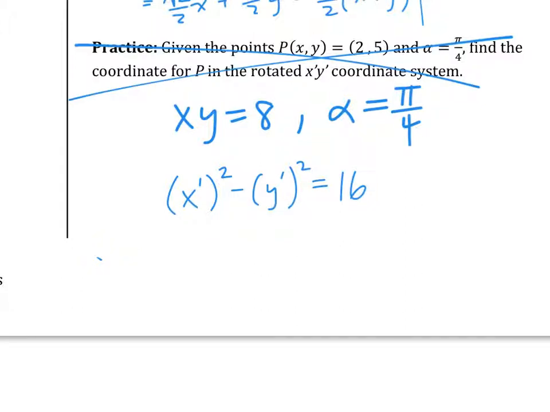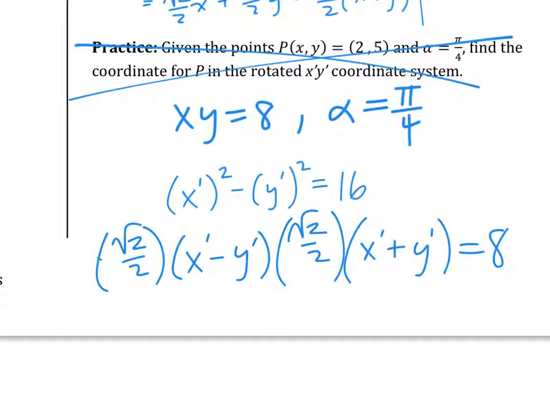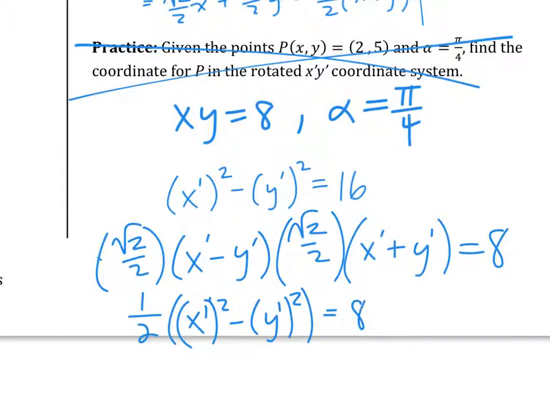Okay, so xy is going to be square root 2 over 2 times x prime minus y prime, times square root 2 over 2 times x prime plus y prime, is equal to 8. So square root 2 times square root 2 is 2 over 4, so 1/2. 1/2 times x prime squared minus y prime squared is equal to 8, so multiplying both sides is going to be 16.